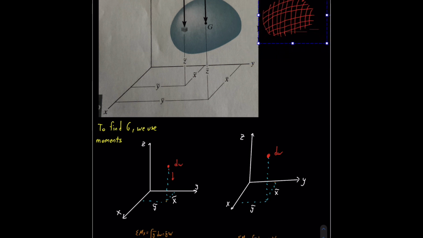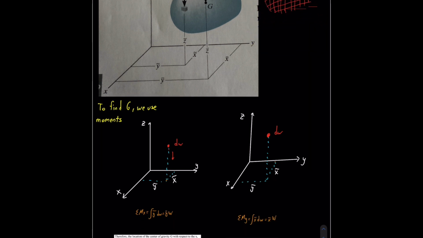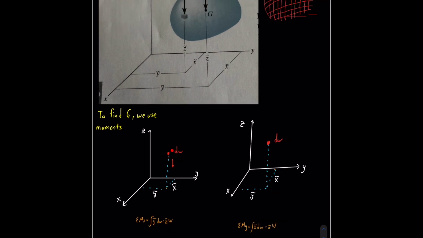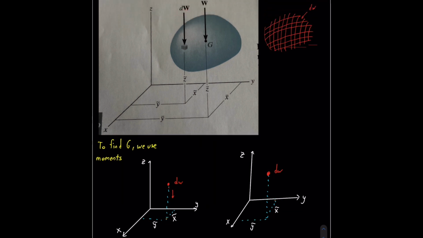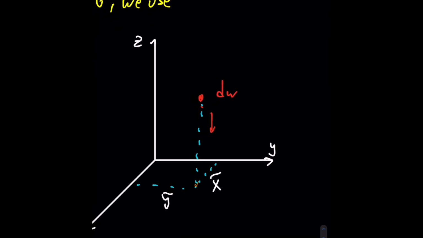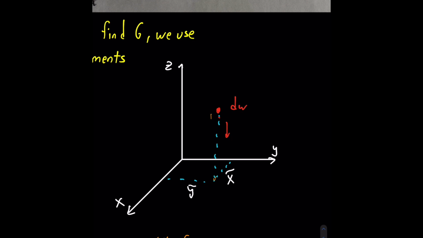Another way to look at centroids, or to find centroids, is by looking at the moments. To explain this, imagine this dw here, this infinitesimally small weight, is the same as this one here. Now, I'm going to zoom in to the coordinates I drew. Alright, so imagine a force exerted by the infinitesimally small dw that goes along the y here, and it will cause a moment about the x here. Moment about the x.